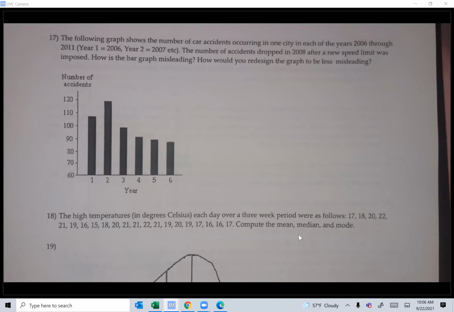18, the high temperature in degrees Celsius each day over the 3-week period were as follows. Compute the mean, median, and mode. So just put them in L1, guys. The mode, the calculator doesn't do it for you. You just have to figure out the one that repeats the most. And can you guys tell me which value repeats the most here?